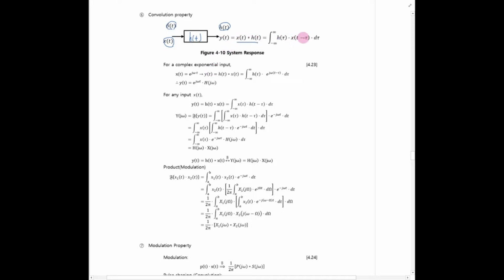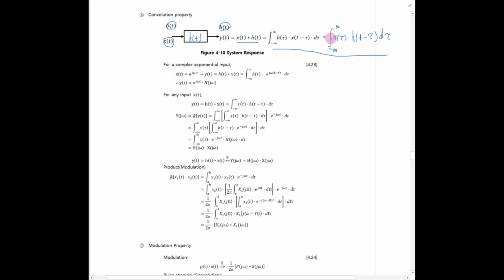Convolution can be expressed in this way: the integral from minus infinity to infinity of x(τ) times h(t minus τ) dτ. So it's the same thing. The convolution operation is given in this way.